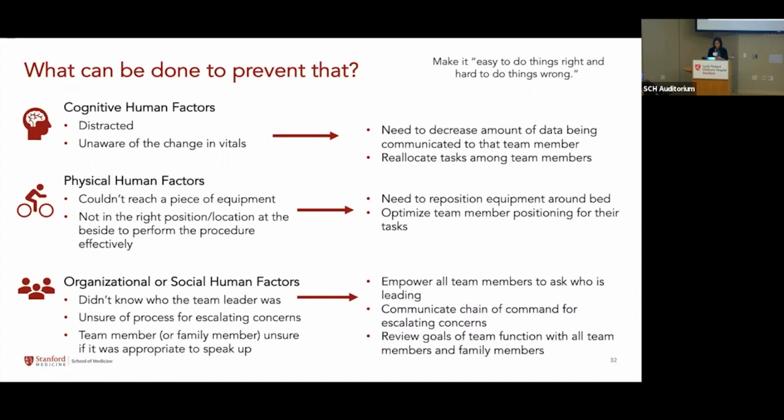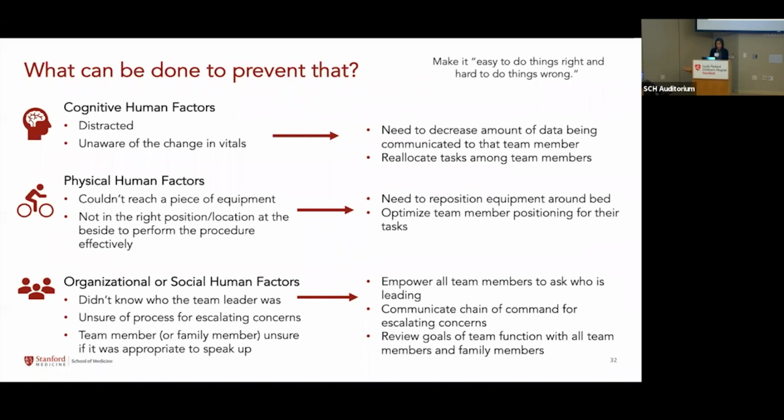And then finally, from an organizational perspective, we didn't know who the team leader was. Well, let's actually think about how we can redefine the culture of this team, and empower everybody on the team to ask who is leading, to know that that's an okay behavior that would enhance this team's performance. We may also need to go back and communicate what the chain of command is for escalating concerns. Again, clarifying what the behavioral expectations are for this team, so that they actually have a more comprehensive understanding about what team behavior is needed to perform optimally in a situation.